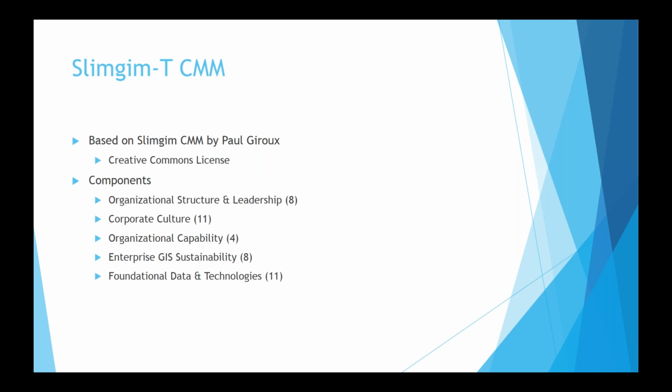The other GIS capability maturity model that we looked at is called SlimJim-T. This is based on the SlimJim capability maturity model, which is a Creative Commons licensed piece of software by Paul Giroux. And this maturity model is broken into 5 components, and the number of questions are listed after the component title. They are organizational structure and leadership, corporate culture, organizational capability, enterprise GIS sustainability, and foundational data and technologies.